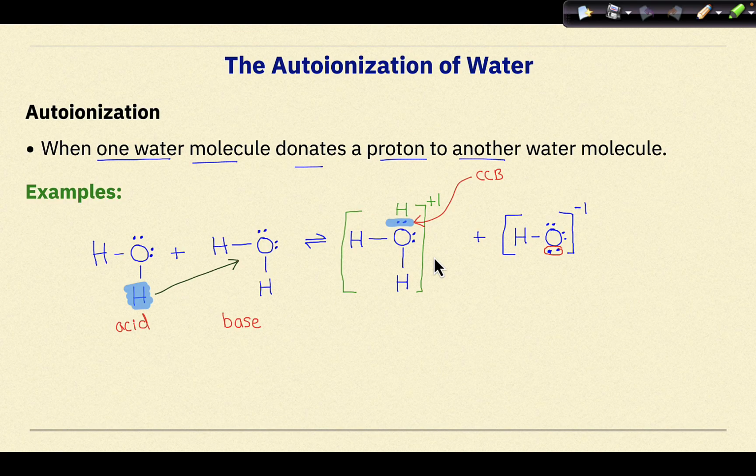As a result of this, we form conjugate acid-base pairs. So this hydronium ion right here is the conjugate acid of this base. So these two right here are conjugate acid-base pairs, while the hydroxide ion is the conjugate base of the acid. So these two are conjugate acid-base pairs. So we can see through these structural formulas how donating a hydrogen to a water molecule and that water molecule accepting that hydrogen represents the autoionization of water.